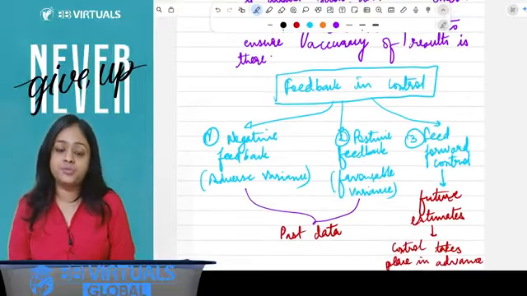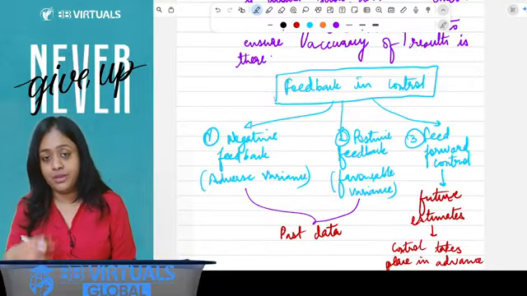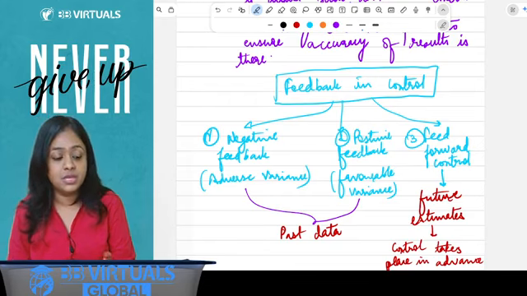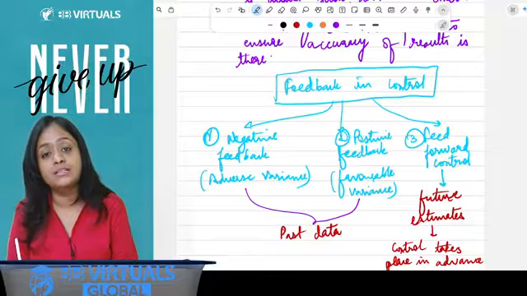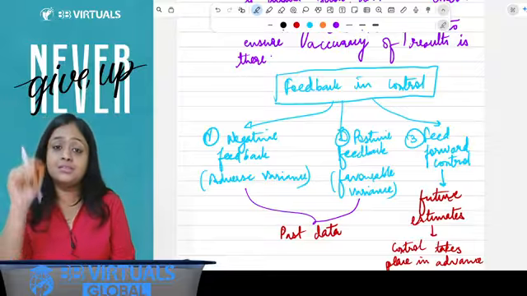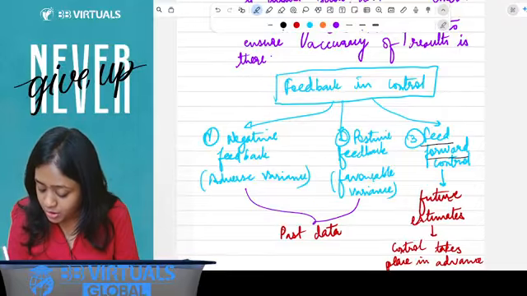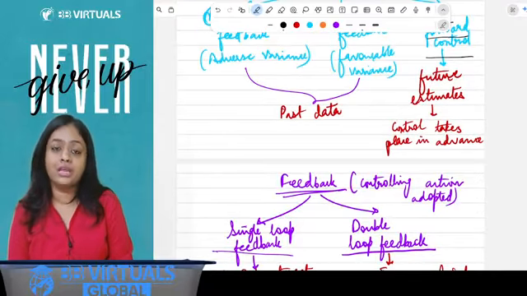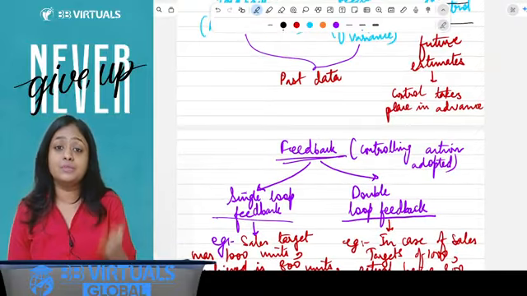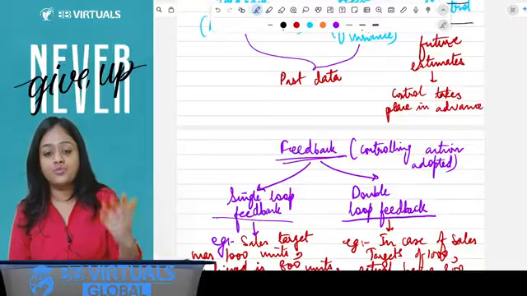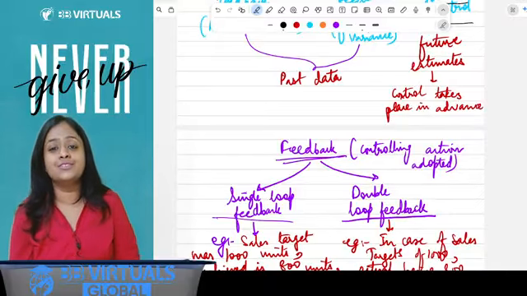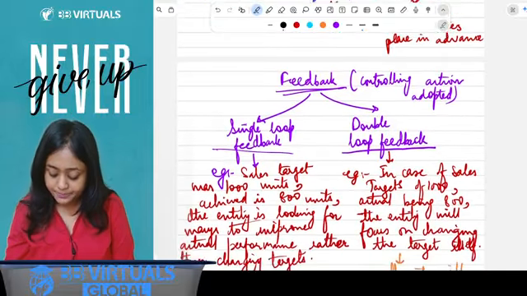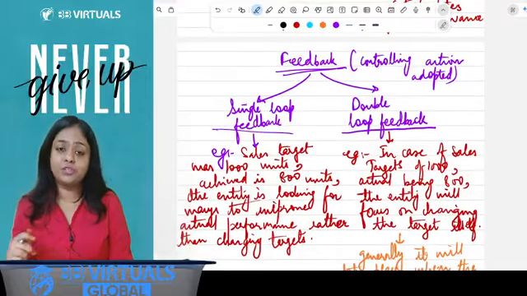Now the next point is what feedbacks can be obtained when we are doing this controlling action. There can be negative feedback, which is the adverse variance. There can be positive feedback, which is the favorable variance. And then there is another term that we use, feed forward control. Feed forward control is simply the future estimates. That is, what controlling action can we take for future estimates well in advance. So how can we control those future changes well in advance is your feed forward control, right?